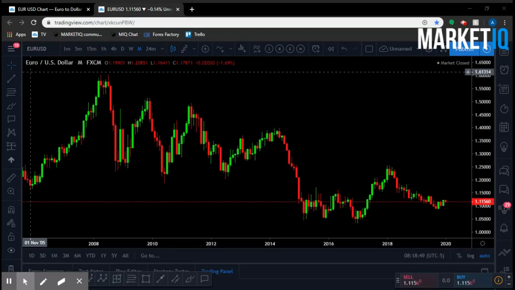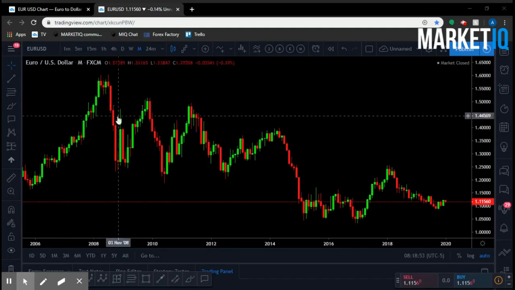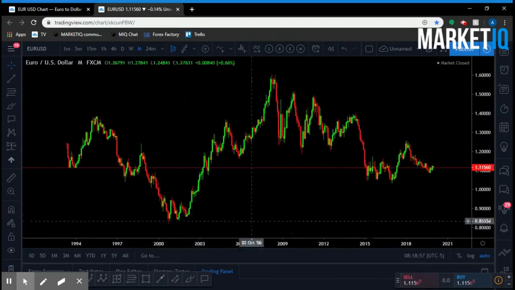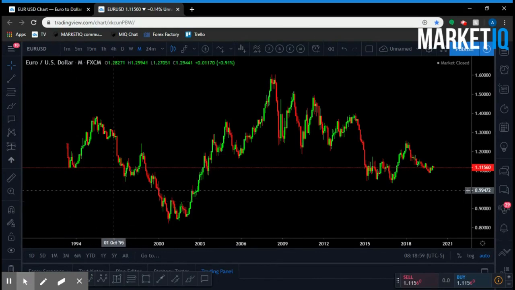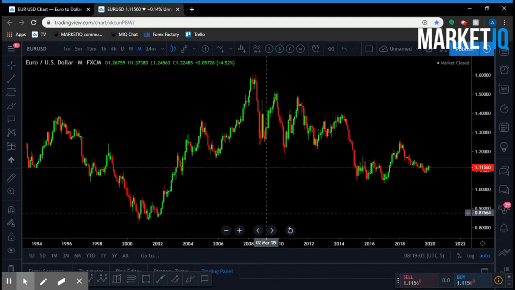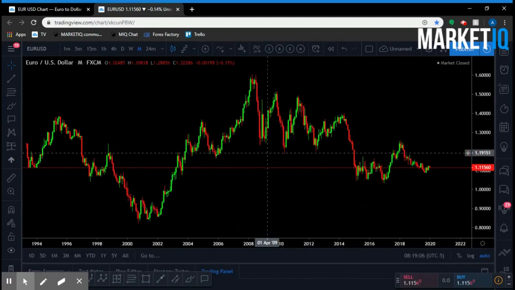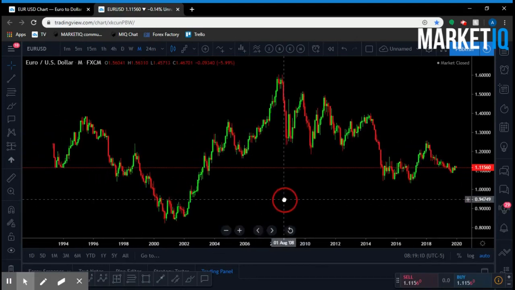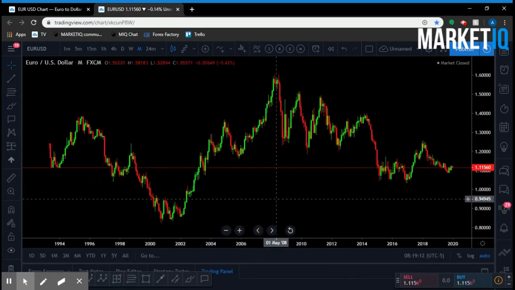So what that means is that if we look at the monthly time frame, we can see the entire chart going back to 1994. So this is all the data you can ever have on the Euro USD, on Euro dollar. There's no more information than this to analyze. This is the entire book.